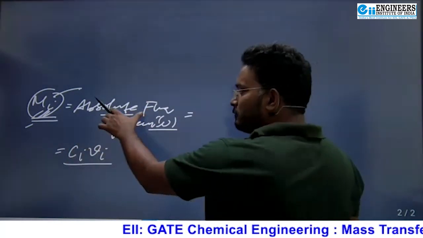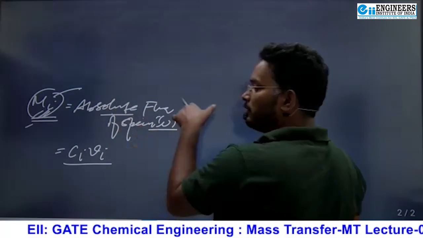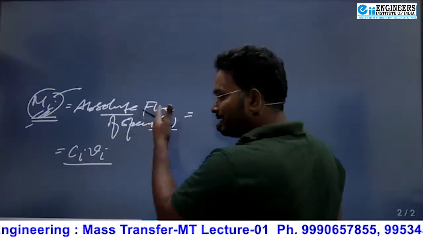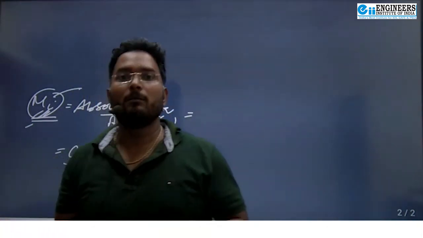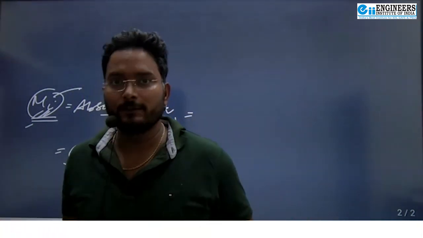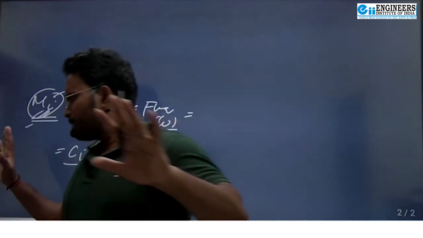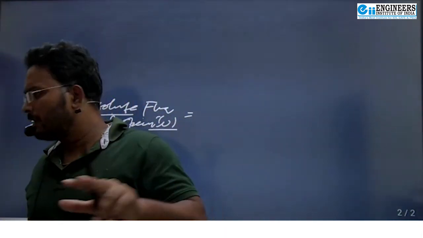Ni is the absolute flux because it includes total molar flux. One part is due to bulk motion and the other is due to molecular diffusion. Take the example of total momentum transfer. What is Ni and what is Ji? You can relate with this example.